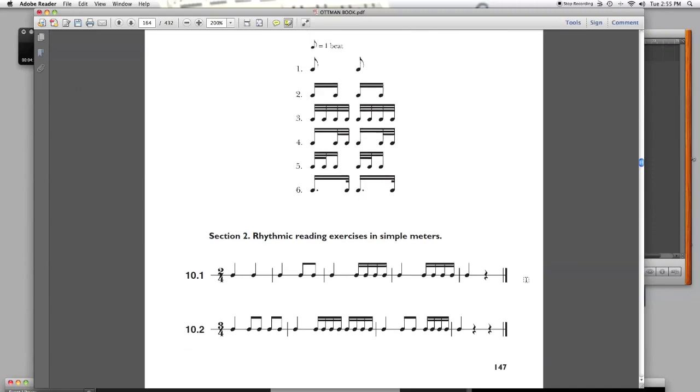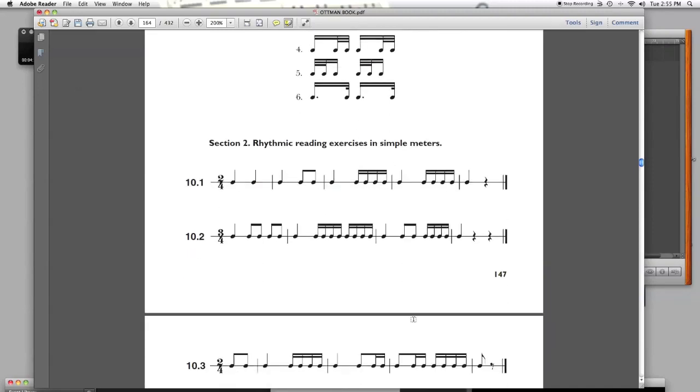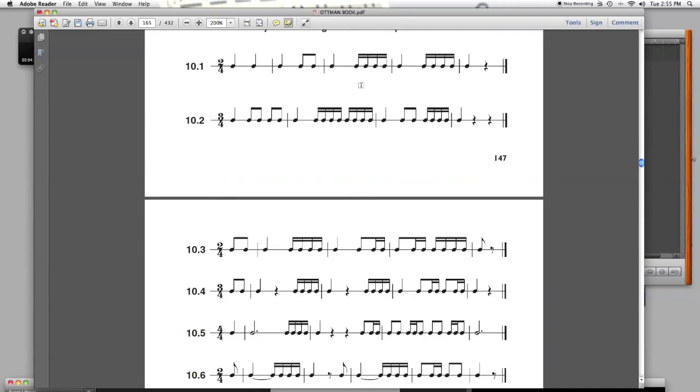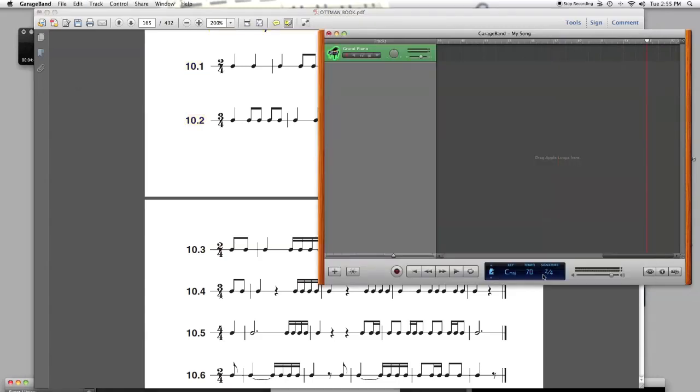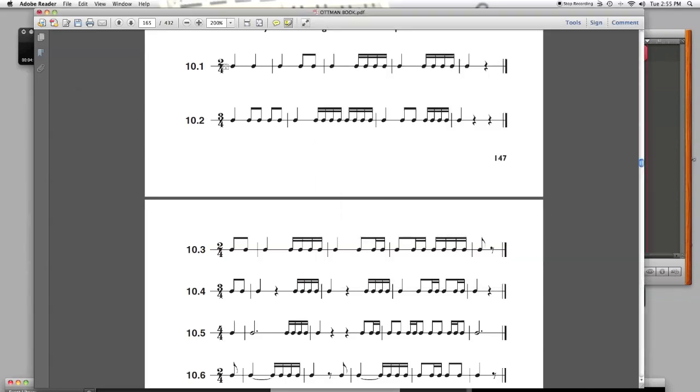Good. So looking ahead into section 2 here, let's read some of these. So the top one here is in 2-4 again, and why don't we speed up a tiny bit just to challenge ourselves. So let's go up to 75, and still in 2-4. Okay, and we'll take a measure for nothing.